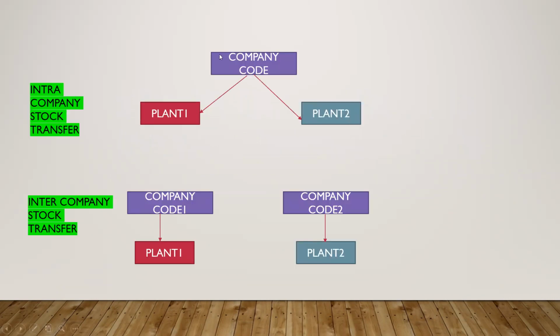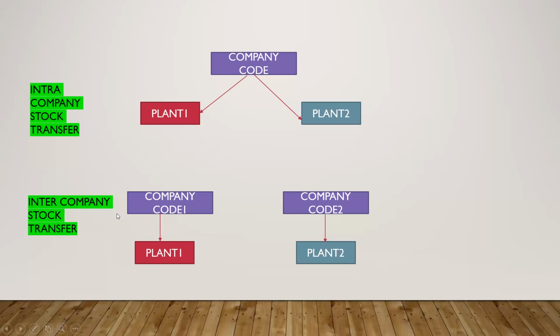If stock is transferring between two plants, for example, here plant 1 is there and plant 2 is there. These two plants are linked in your configuration for the same company code. That means within the company code, if the stock transfer is happening between the two plants, we'll call it an intra-company stock transfer. In my experience, at standard level, the key settings, including your master data and everything, I have explained in a detailed manner.